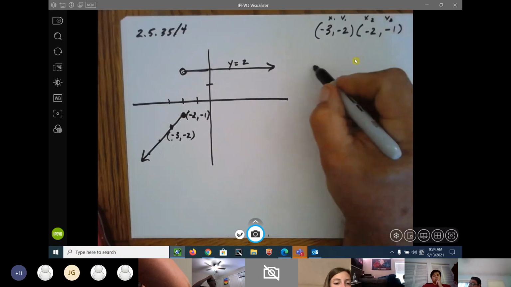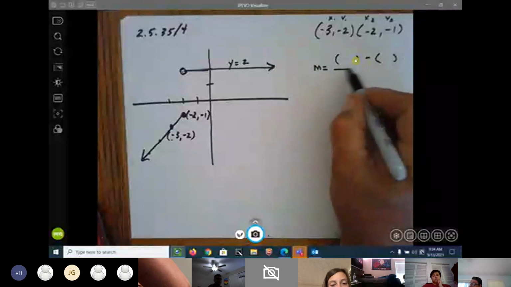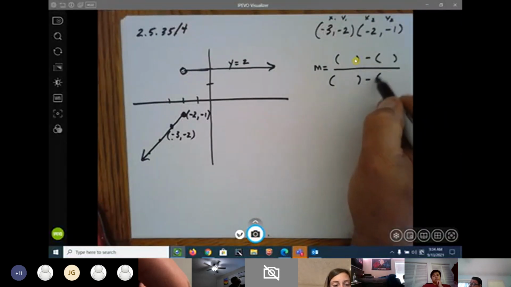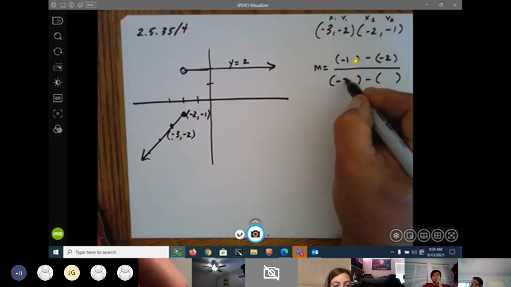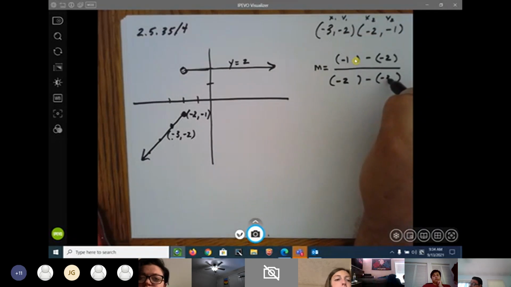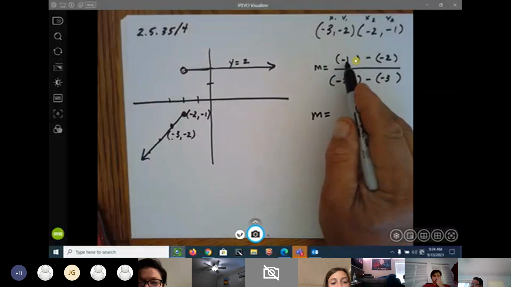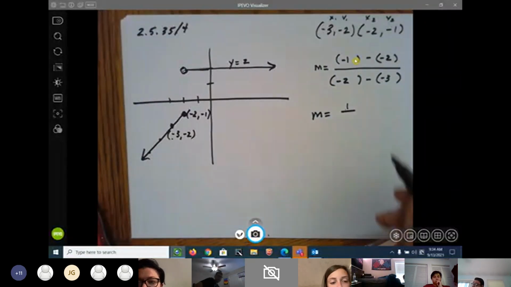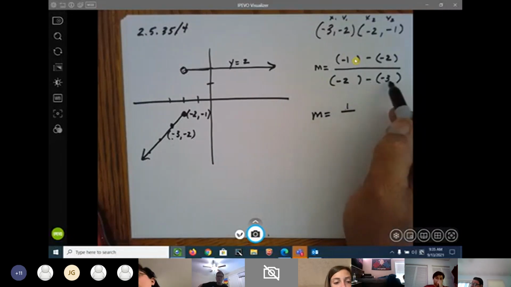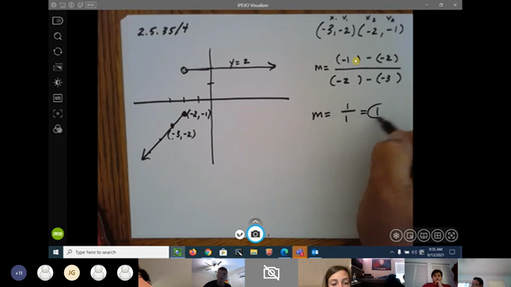M is equal to y sub 2 minus y sub 1 over x sub 2 minus x sub 1. So that's going to be -1 minus -2 over -2 minus -3. M is equal to 1 plus 2, -1 plus 2 is what? 1. And -2 plus 3 is what? 1. So the slope is equal to 1.